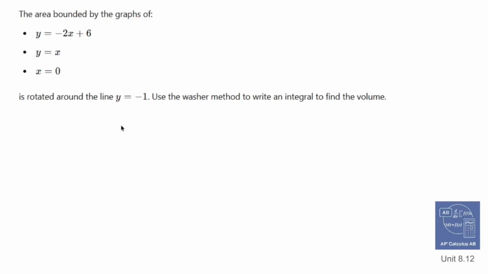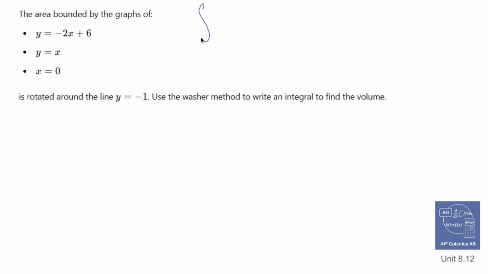The last problem of AP Calculus. Are you ready? The area bounded by the graphs of y equals negative 2x plus 6, y equals x, and x equals 0 is rotated around the line y equals negative 1. Use the washer method to write an integral and find the volume. So it's telling us what to do.